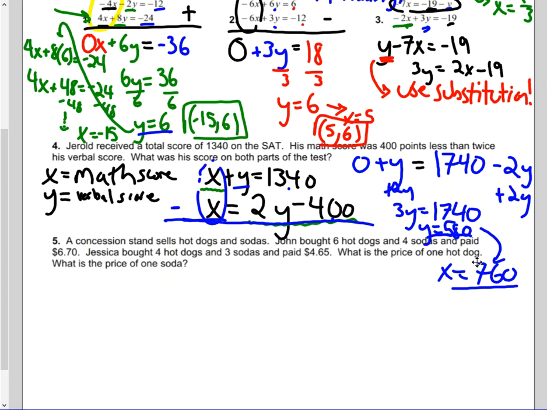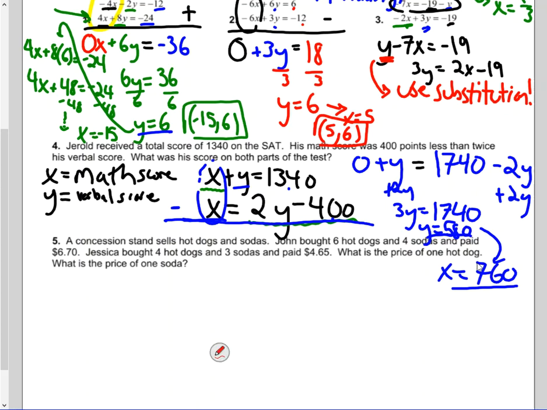All right. For number 5, let's at least set up the problem and say what we would do from there. So a concession stand sells hot dogs and sodas. John bought 6 hot dogs and 4 sodas and paid $6.70. Jessica bought 4 hot dogs and 3 sodas and paid $4.65. What is the price of 1 hot dog? What is the price of 1 soda?